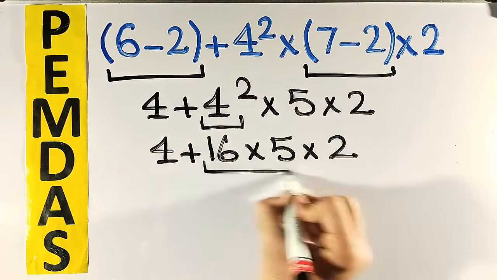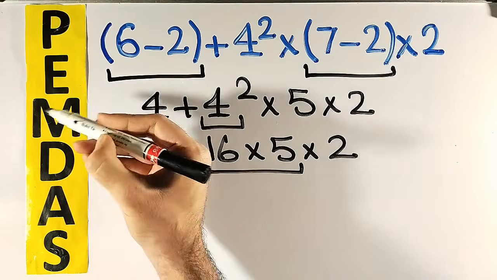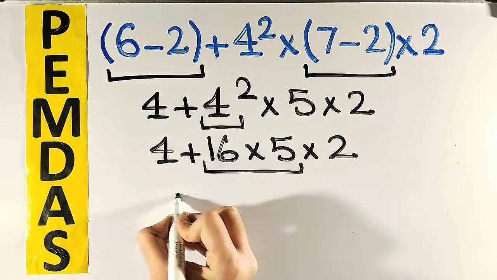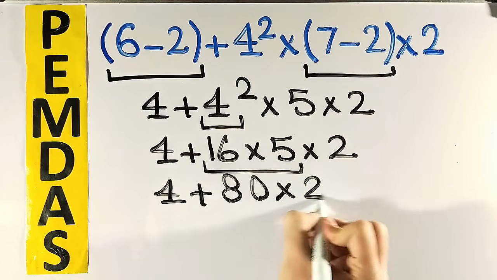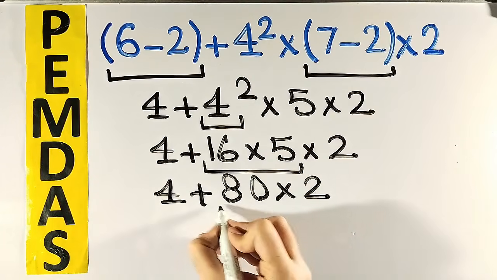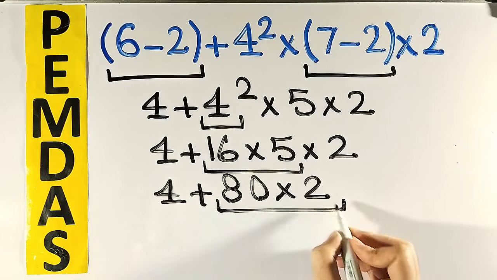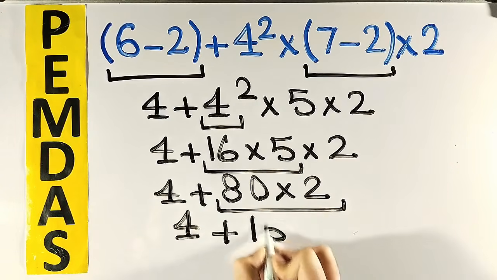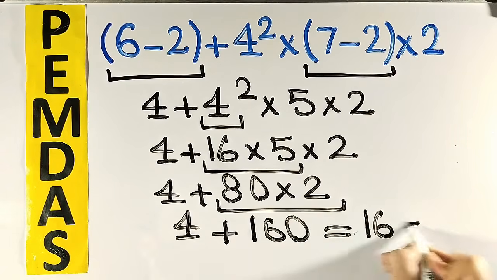Then, we go for the multiplication between 16 and 5, because multiplication has a higher priority than addition. So, we rewrite this expression as 4 plus 80 multiplied by 2. And the final step, we go for the multiplication between 80 and 2. And instead of this expression, we can write 4 plus 160, which finally gives us the answer 164.